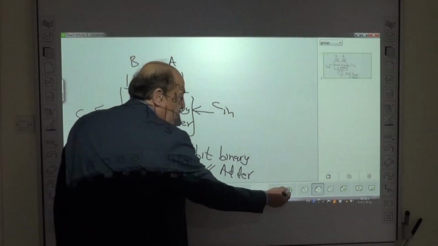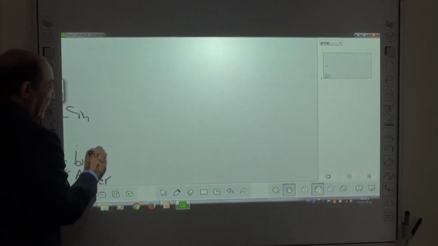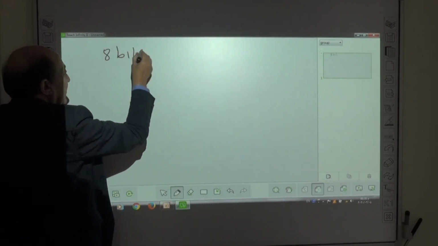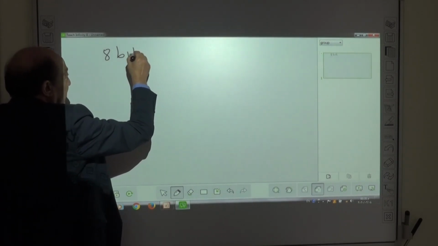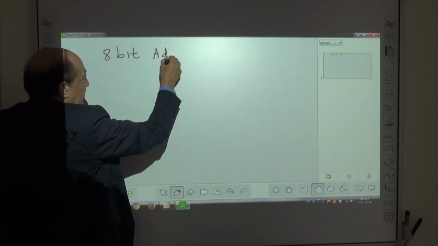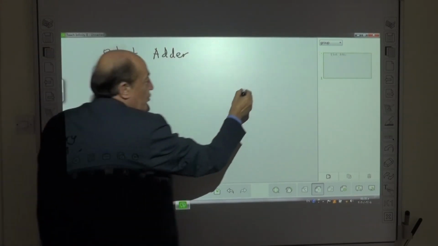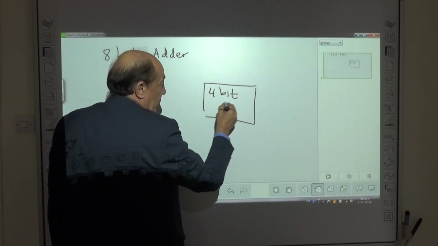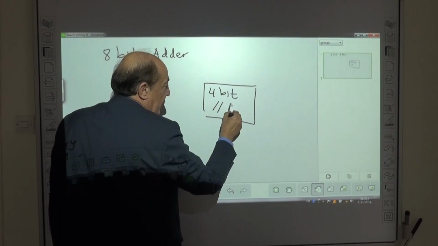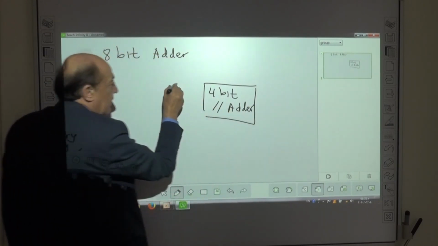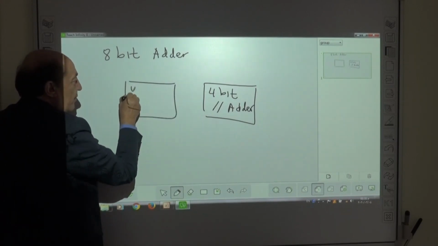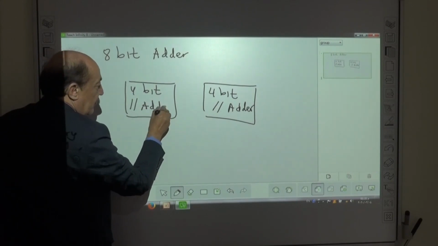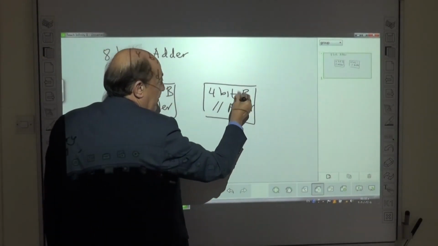Now we need to add an 8-bit number, an 8-bit adder. We can use a 4-bit binary parallel adder, and here another 4-bit binary parallel adder.